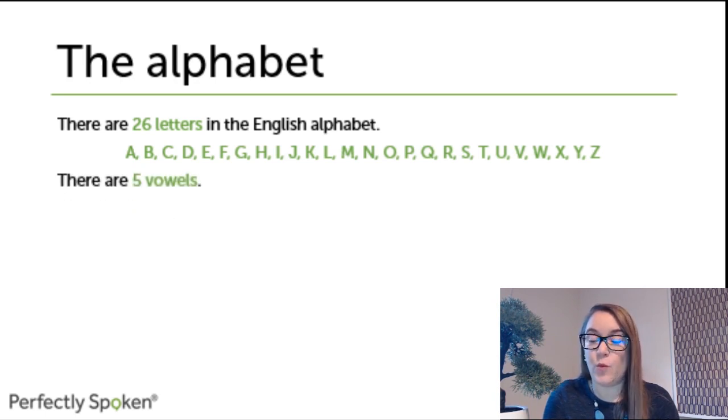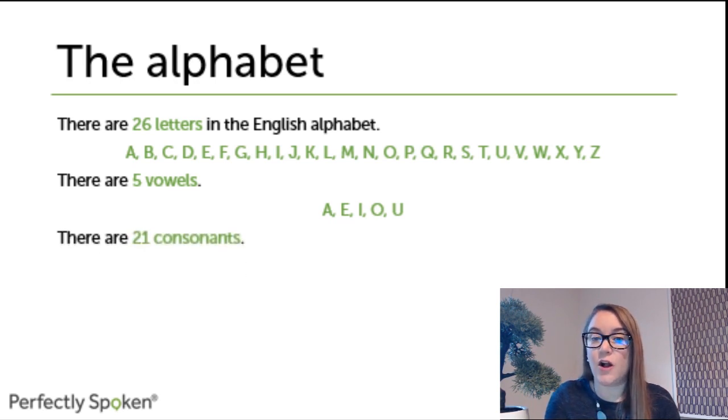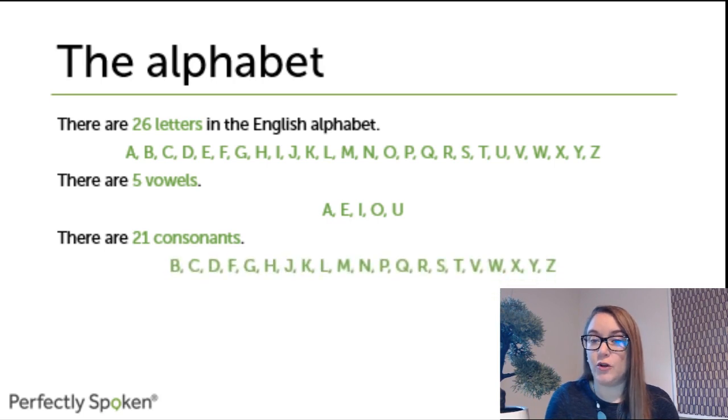Now 5 of these are what we call vowels. These are A, E, I, O, U. All the other letters are consonants, so there are 21 consonants. B, C, D, F, G, H, J, K, L, M, N, P, Q, R, S, T, V, W, X, Y, Z.